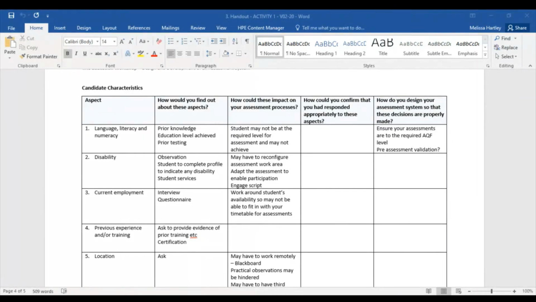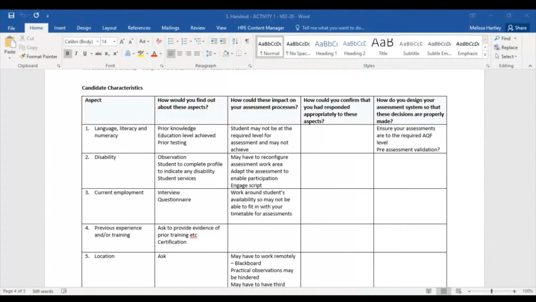So the suggestion here is that you need to make sure that the assessments are at the required AQF level, keeping in mind, though, that we don't always know the AQF level of a unit, so we need to read the unit of competency and understand the level of sophistication that the unit involves. And this could be part of a pre-assessment validation. So you can see the sort of thinking that's going on.